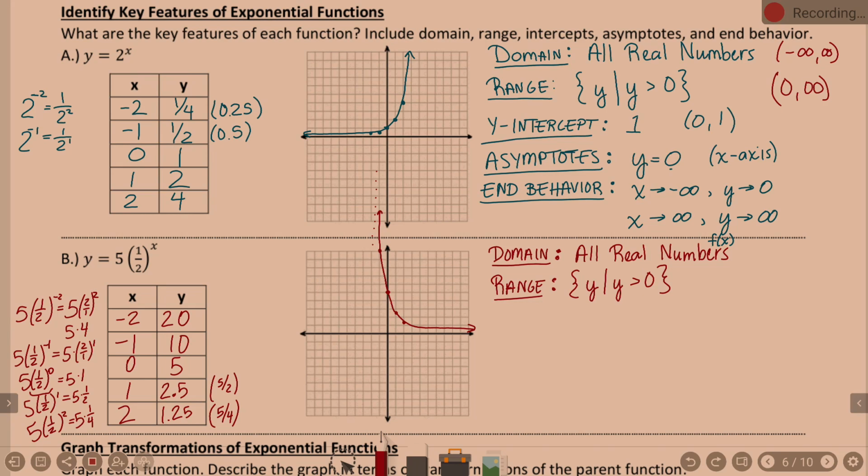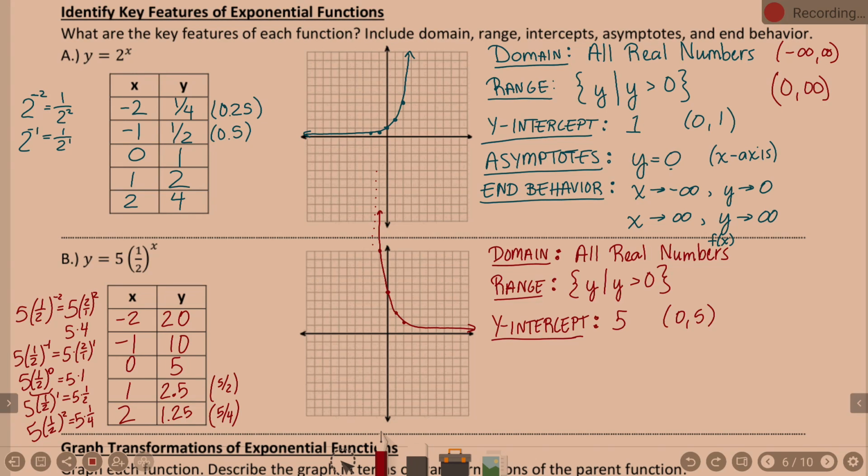Intercepts. Do we have any intercepts? Yes. What do we cross and where? We cross the y-axis at 5. So we have a y-intercept at 5. And I did specifically say it is a y-intercept, so if you just put 5, that's fine. It is the ordered pair 0, 5, which it wouldn't surprise me if you have to put an ordered pair in homework.